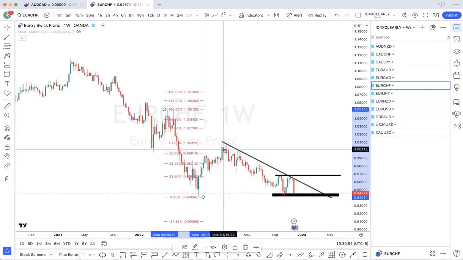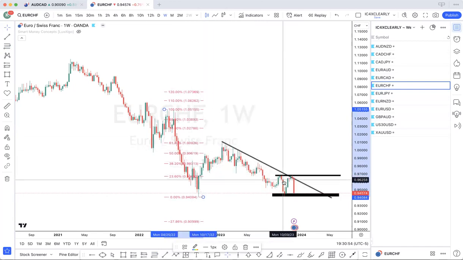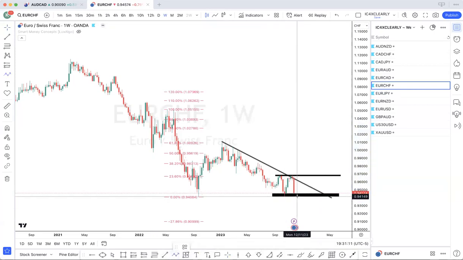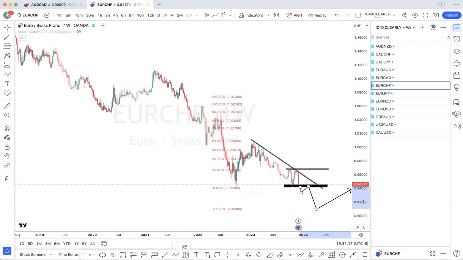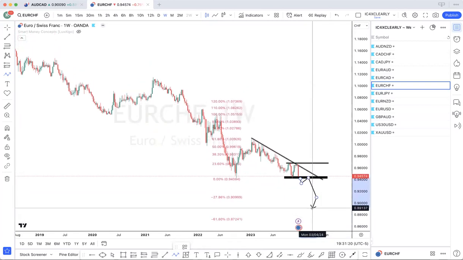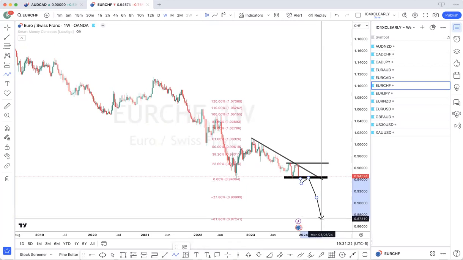And price pulled up to the 618 and then sold back down to the 0. So we pretty much have double bottoms right now, right? So price is either going to break this order block and then continue selling down to the negative 27, or even the 618 possibly.